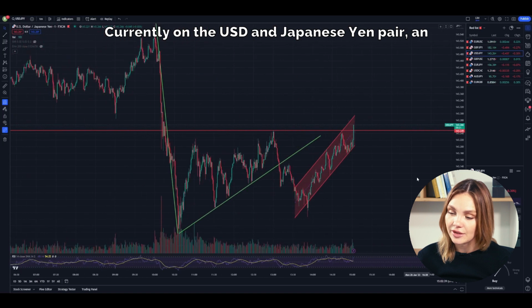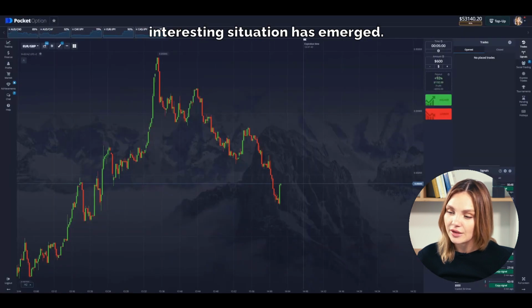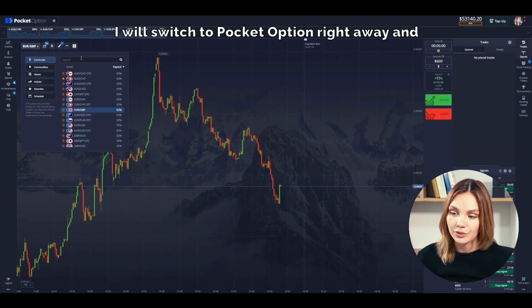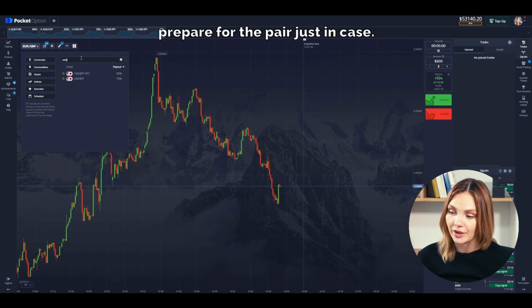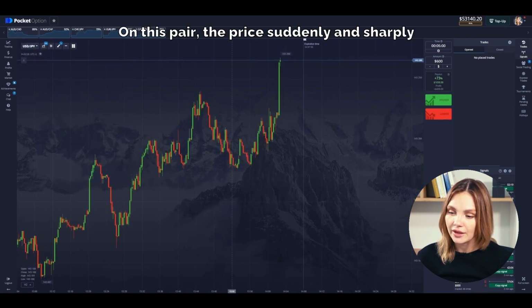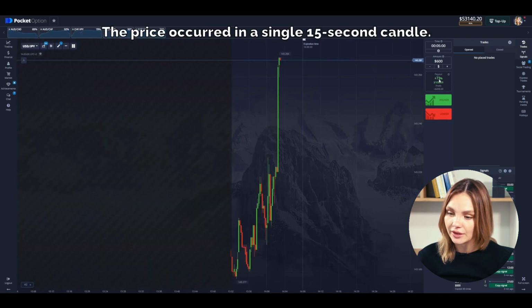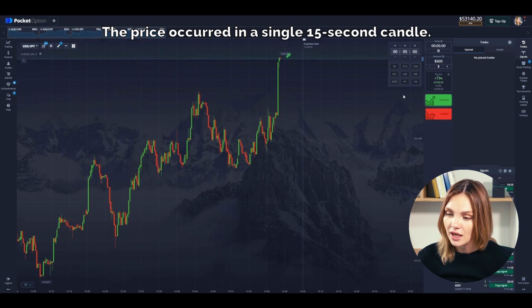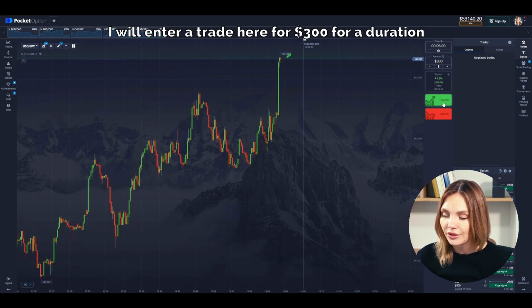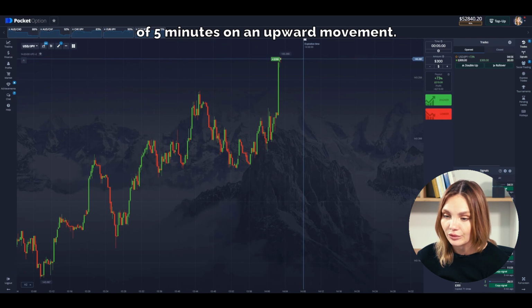Currently on the USD and Japanese yen pair, an interesting situation has emerged. I will switch to Pocket Option right away and prepare for the pair just in case. On this pair, the price suddenly and sharply increased. The price occurred in a single 15-second candle. I will enter a trade here for $300 for a duration of 5 minutes on an upward movement.